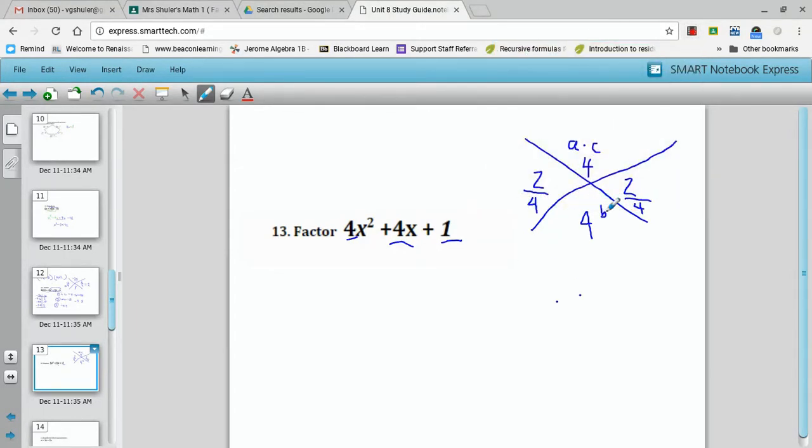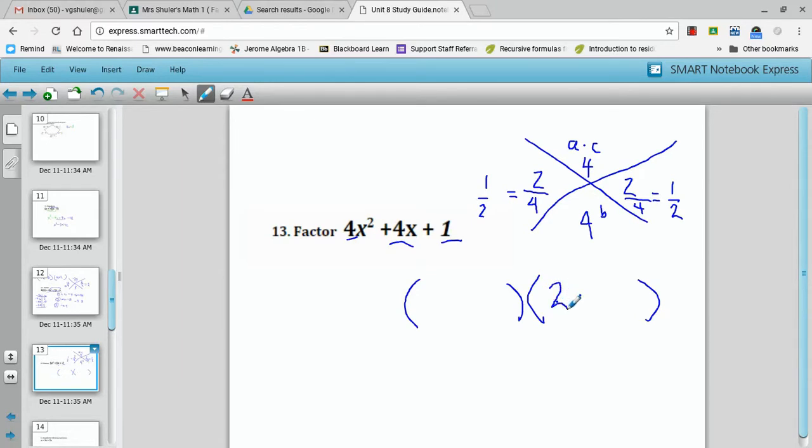Okay, so we divide both sides by 4. Let's reduce those fractions. 2 over 4 is 1/2. 2 over 4 over here is also 1/2. So remember, the number on the bottom goes to the front. The number on the bottom of both of them is 2.